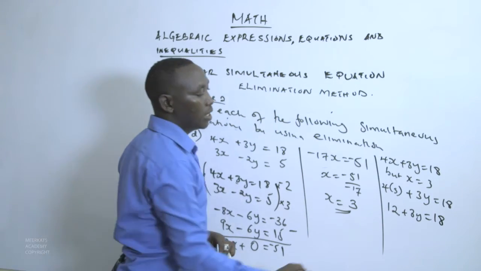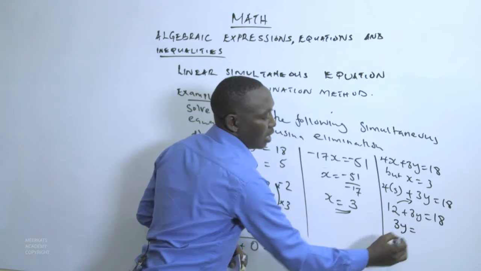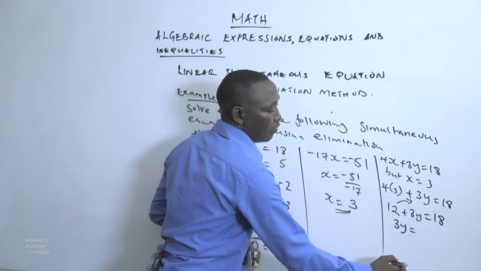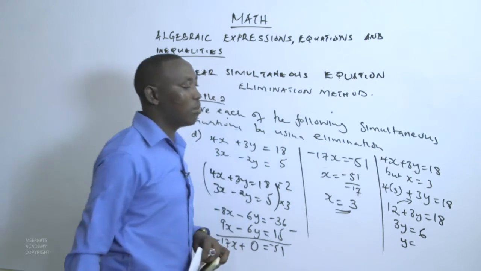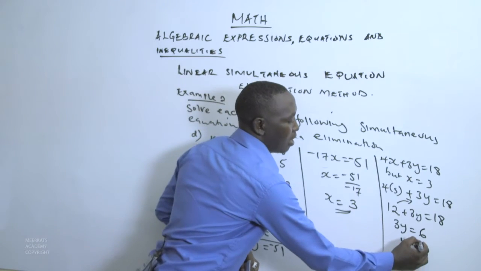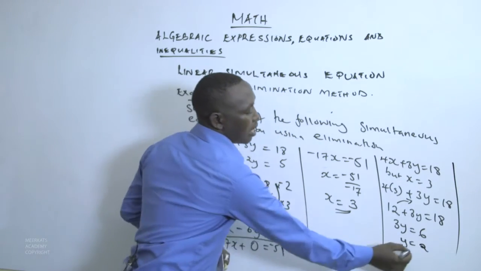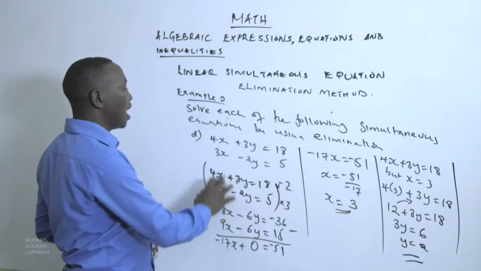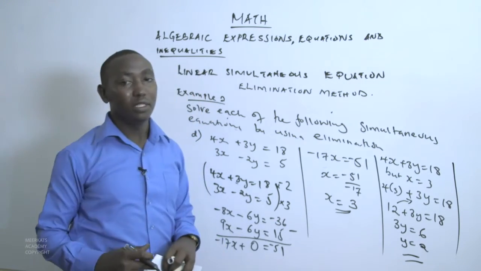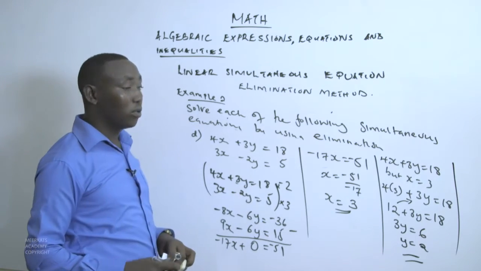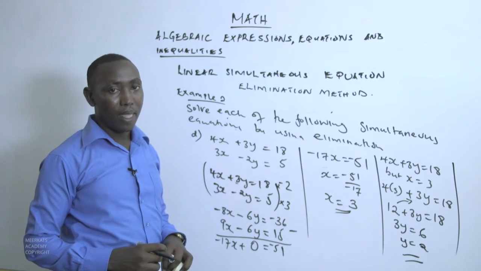When you collect the like terms, that means we take 12 to the other side, it will change the sign. Therefore, it will remain with 3y on the left-hand side. 18 subtract 12, you will get 6. Therefore, for the value of y, we divide both sides by 3, which will give us 2. Therefore, the solutions to these simultaneous equations are x is equal to 3 and y is equal to 2. And those solutions satisfy these two equations.